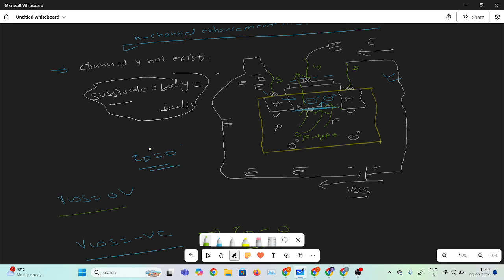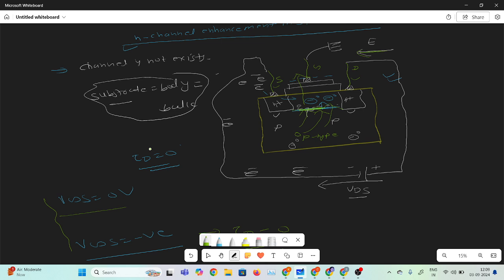So tell like that: if we apply 0 volt and negative voltage on the gate terminal, no benefit is there, because the channel is not there. Even if we apply a positive voltage on the drain terminal, an electric field will be set up from drain to source. Due to this electric field, electrons are not able to move from source to drain. Why? Because there is a resistive path, and electrons can't move in a resistive path.